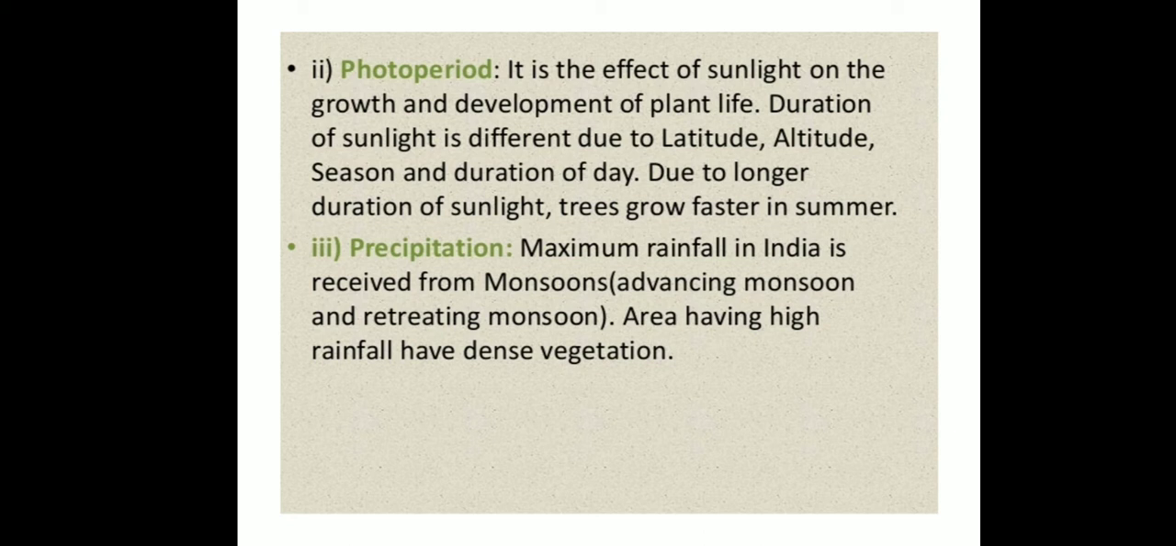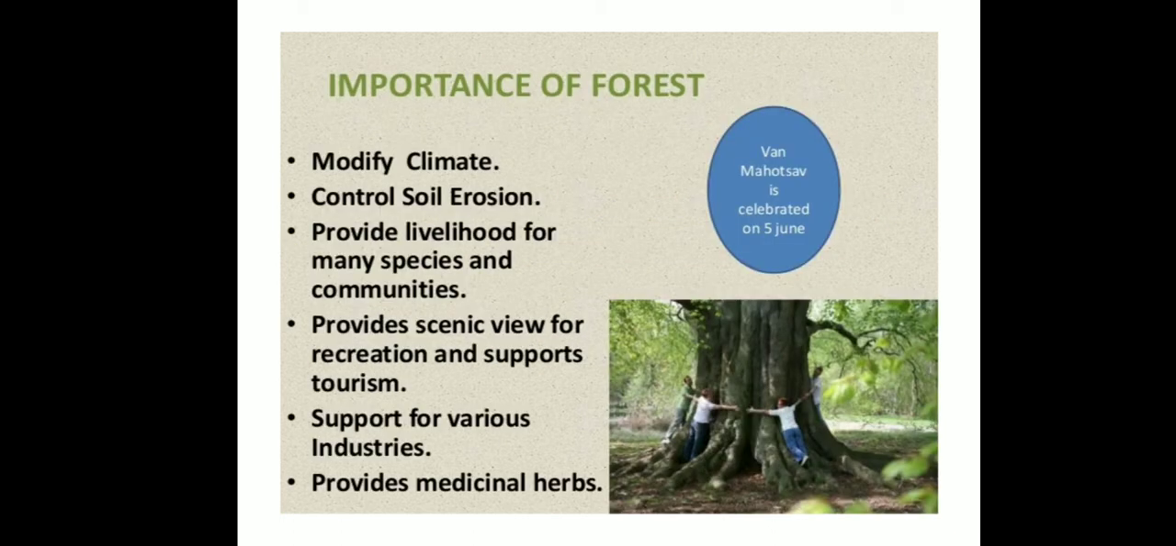Then precipitation. Maximum rainfall in India is received from the monsoon. Areas having high rainfall have dense vegetation. Here what they are saying is that the places which have heavy rainfall, in those areas the natural vegetation is very dense.